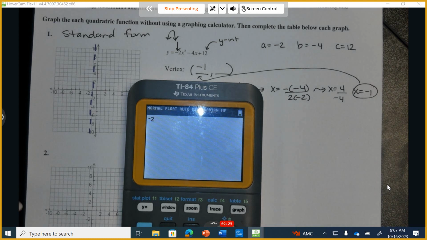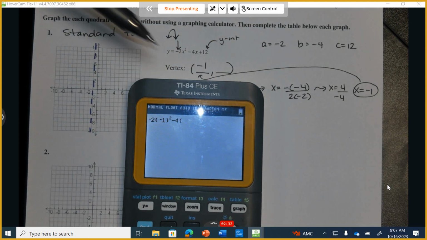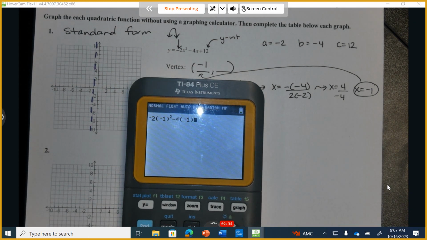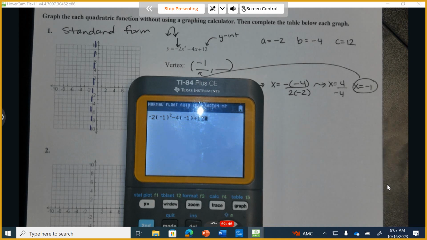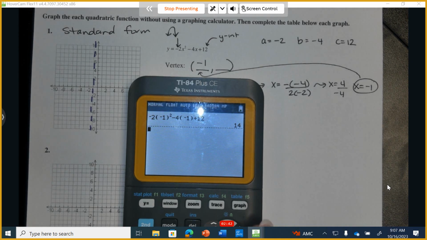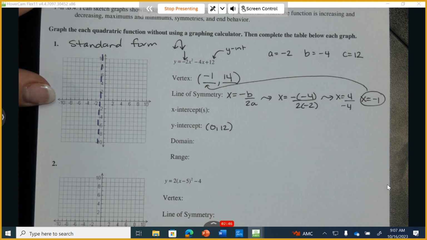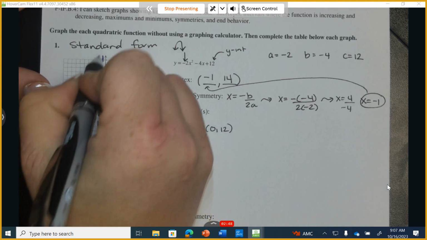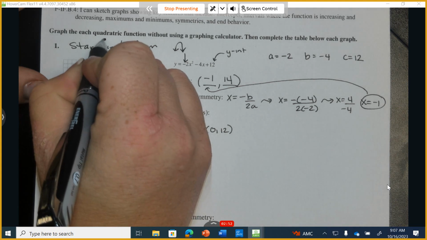So let's start with negative 2. Parentheses, now I'm going to substitute in a negative 1 squared, subtract 4, again for the x, I'm going to substitute in a negative 1, plus 12. When I press enter, that will give me the y value of the vertex, which is 14. So I know that this is a little bit past it. I'm going to have to kind of predict here. So this is 10, 11, 12, 13, and 14.